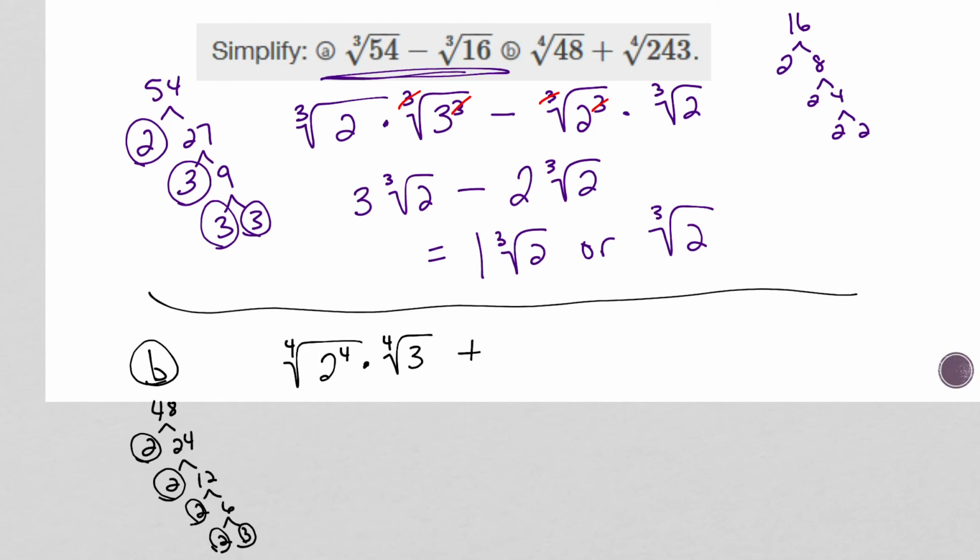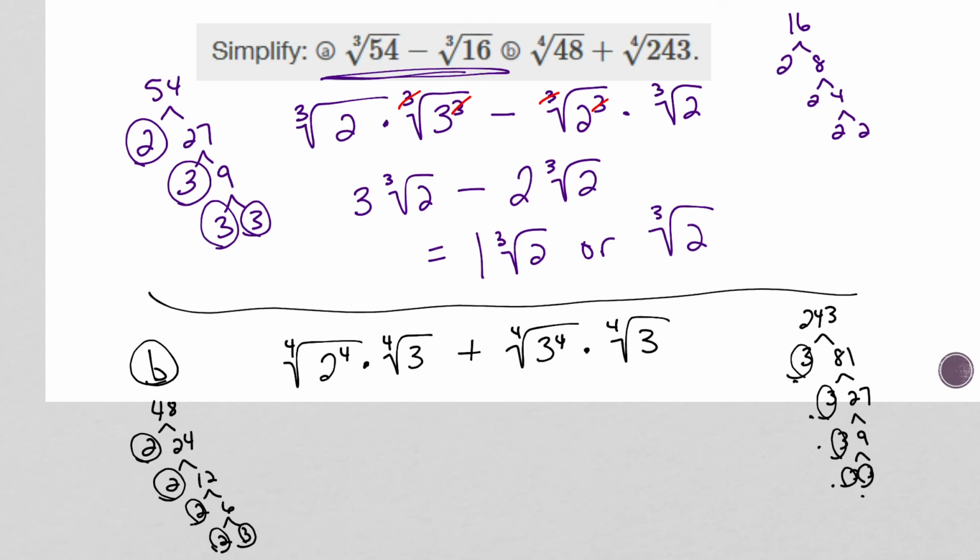plus, now off to the side here, I'm going to do a factor tree for 243. I don't know about you guys, but I'm going to grab my calculator for this one. 243, 2 won't go in, so let's try 3. Yep, that works. And then I've got 3 times 27, and then 3 times 9, and then 3 times 3. So that would be 3 to the fifth power. So we've got the fourth root of 3 to the fourth power times the fourth root of 3, because remember, you add these exponents and you get 5, right?